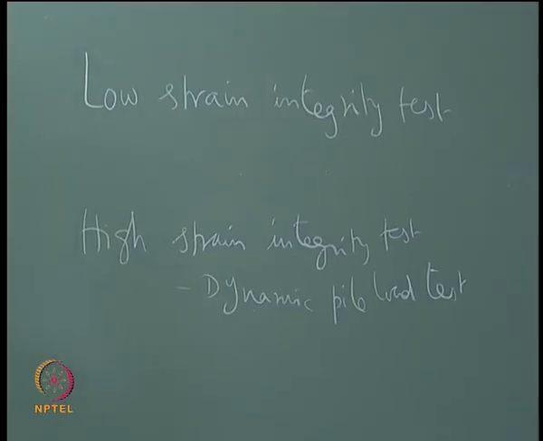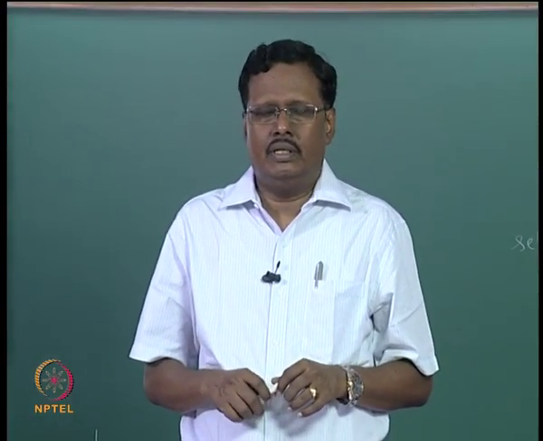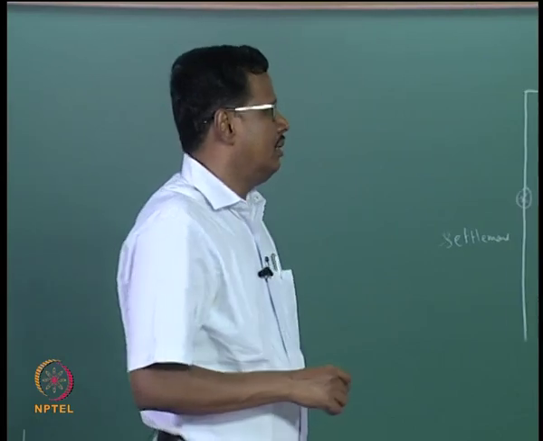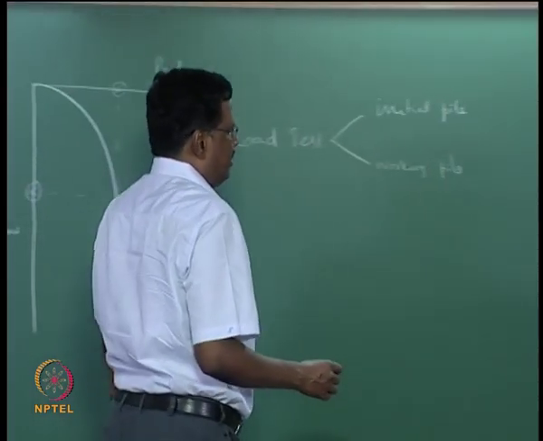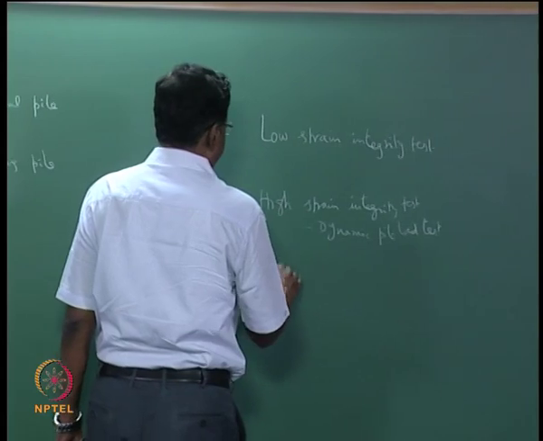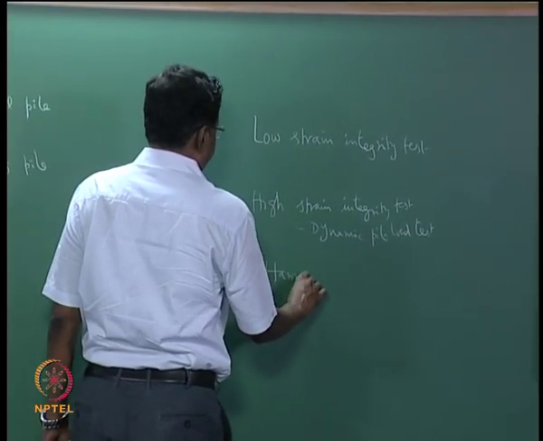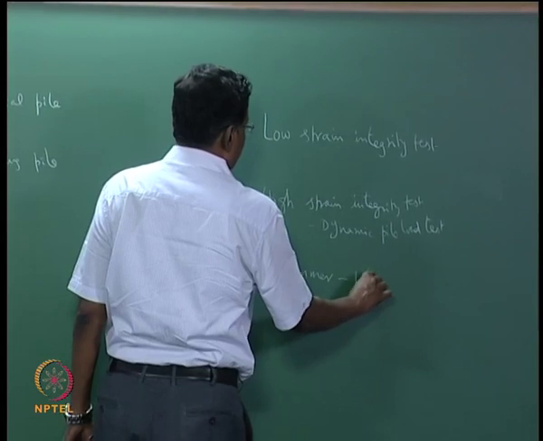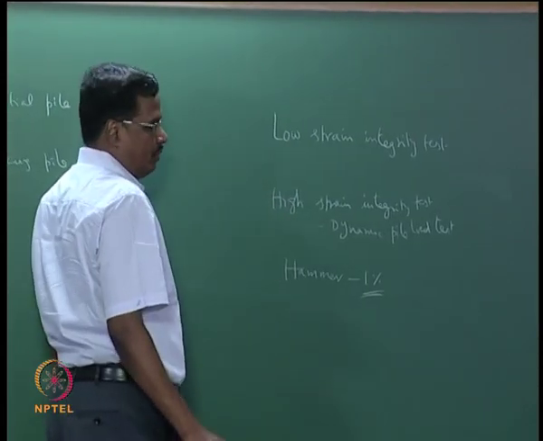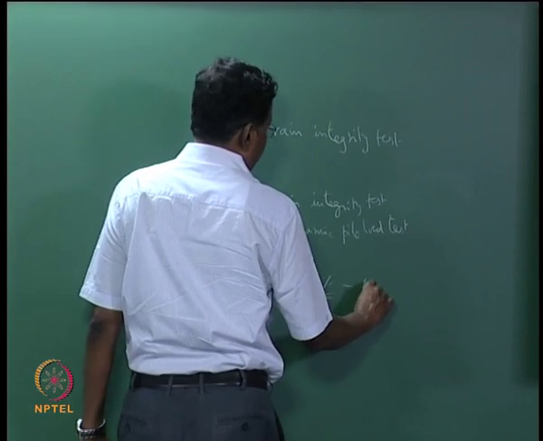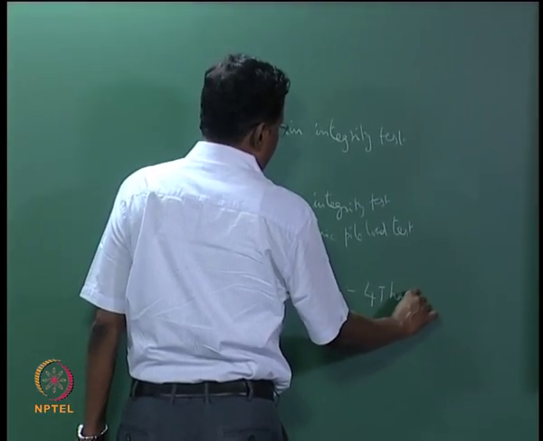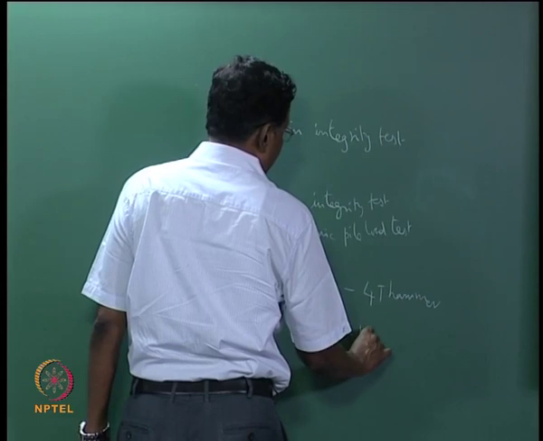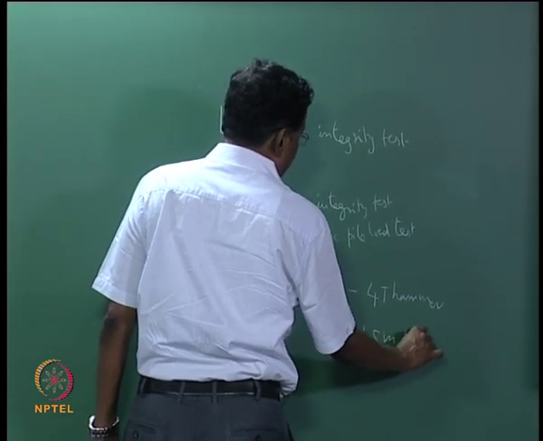So what you have seen in the earlier presentation is static pile load test. You apply the static load. So in a dynamic pile load test or in high strain integrity test, you have to use one hammer. This hammer is about 1% of the test load capacity. If it is 400 tons, you have to use a 4-ton hammer, and there is a drop, it may vary from 1.5 meters to 3 meters.